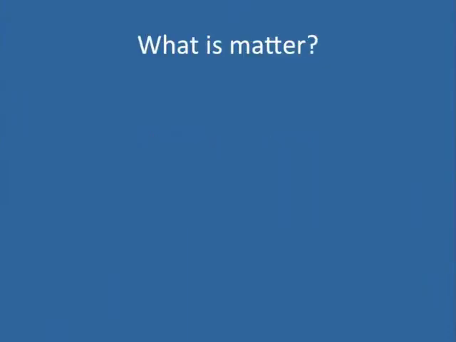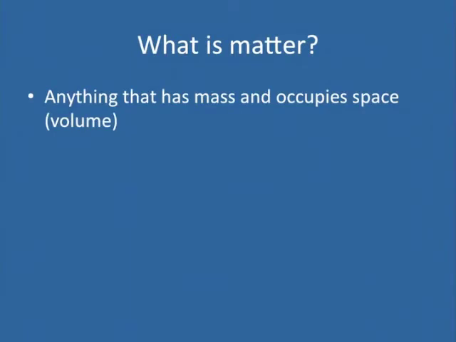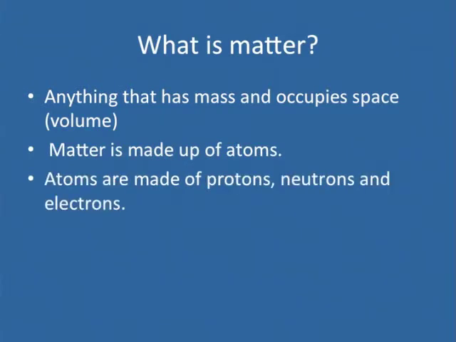Just a reminder from 6th grade, what is matter? It's anything that has mass and occupies space or has volume. So all the stuff we've been learning about this year has all been about matter. It's all been about these substances that have mass and occupy space. Matter's made up of atoms. Remember that atoms are made of protons, neutrons, and electrons. So you've got your nucleus in the middle with the protons and neutrons, and then the electrons orbiting around.